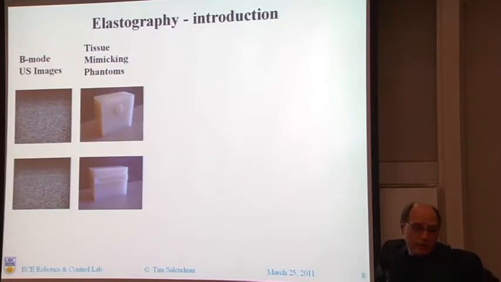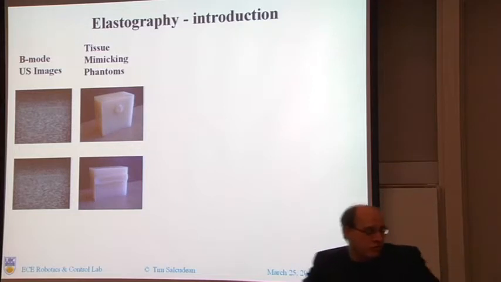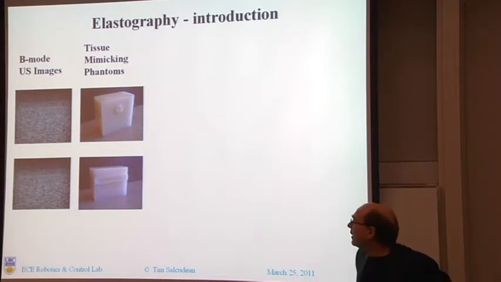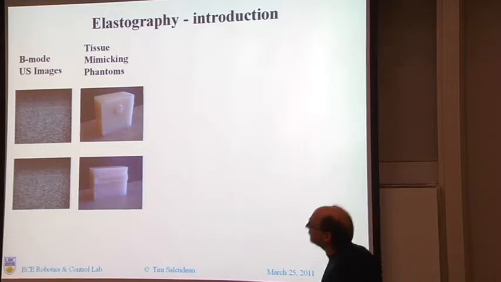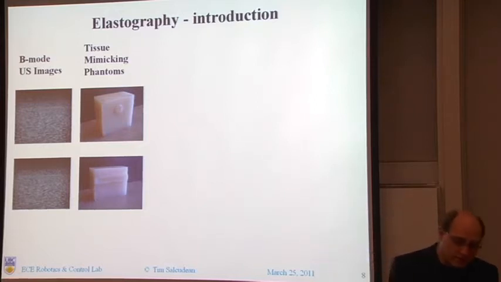So how does this work? Here are two images of two tissue phantoms. You see that these tissue phantoms actually have some enclosures. There's a stiff enclosure, the round one here, and there is a stiff layer here. But the ultrasound images look exactly the same.